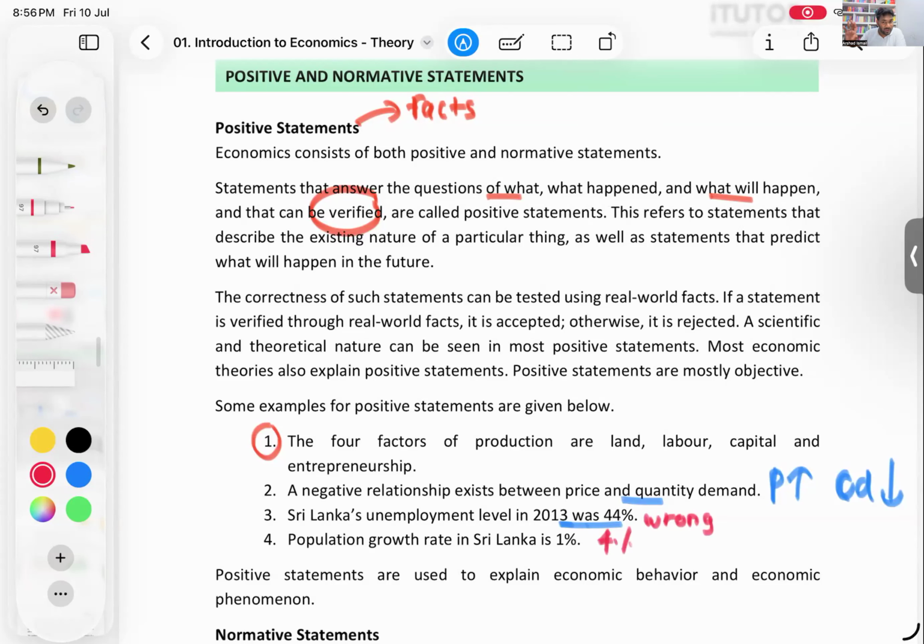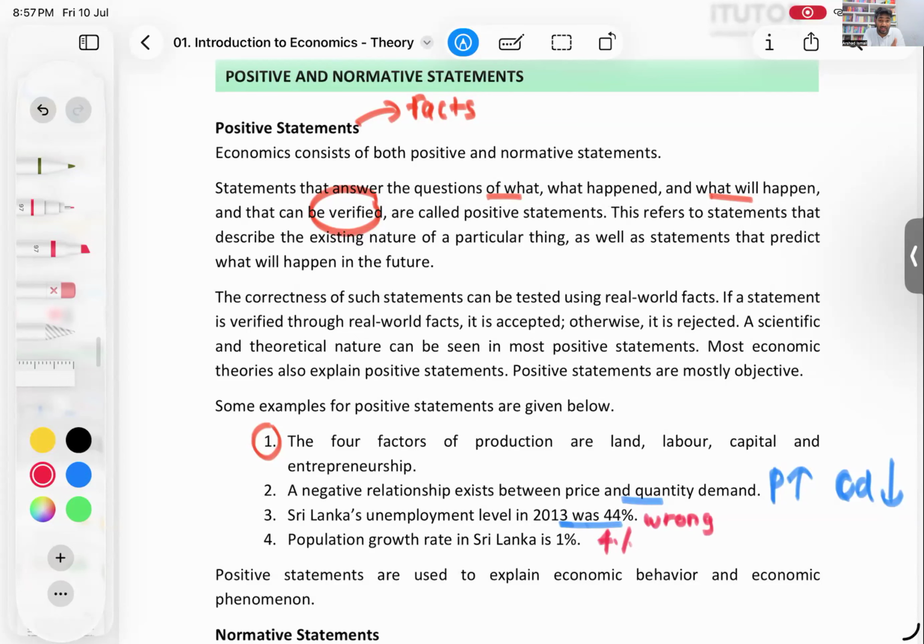And we'll learn unemployment later. But still, even though it is false, it's a positive statement. Why? Because you can test and see, you can look at the central bank report and see how much the unemployment rate is. As long as you can prove it, as long as it is a fact, yes, 4 to 5%, that is what you call a positive statement.